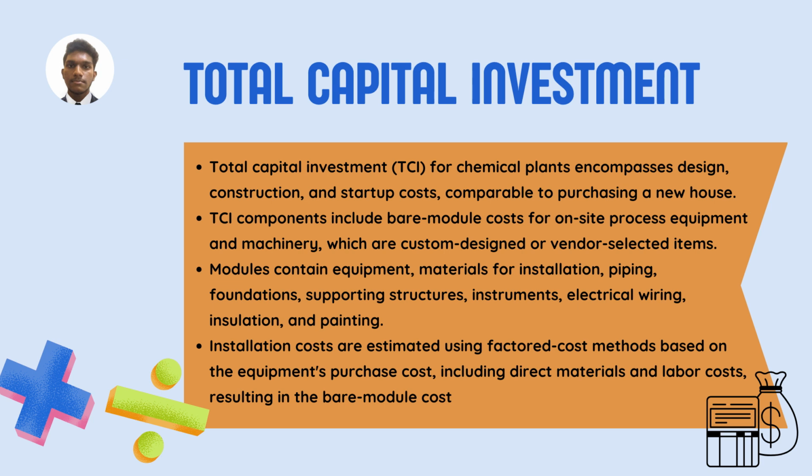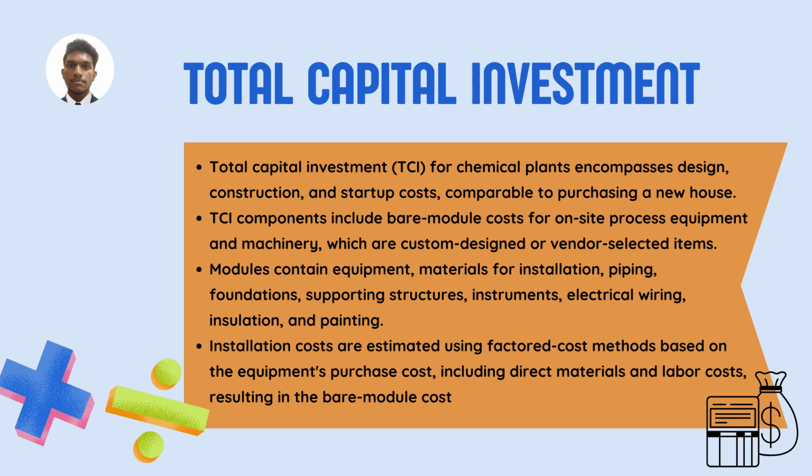TCI can be broken down into various components. A significant part of these are the bare module costs, which cover on-site process equipment and machinery. This equipment can either be custom designed to meet specific needs or selected from standard options provided by the vendors. Each module within a plant contains not just the main equipment or machinery, but also all necessary materials for its installation. This includes piping, foundations, supporting structures, instruments, and more.